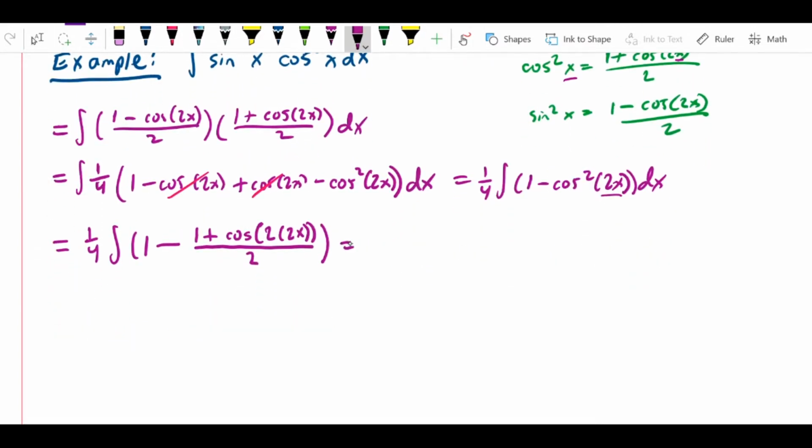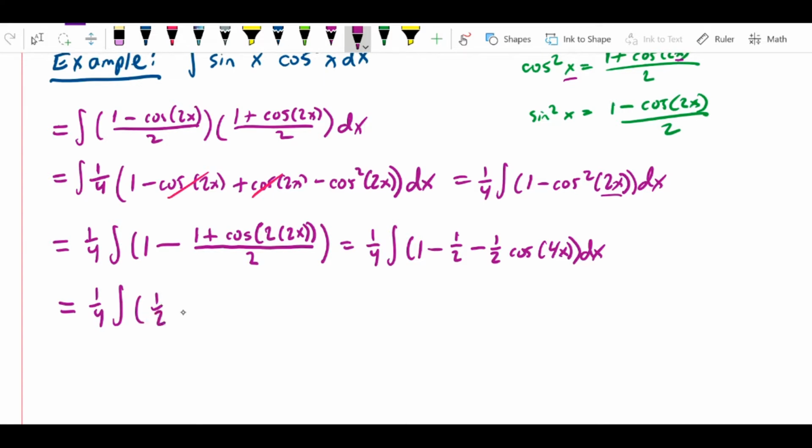So what we have here is equal to 1/4 times the integral of 1 minus, it's going to be 1/2, and then minus 1/2 cosine of 4x dx. So this is going to be 1/4 times the integral of 1/2 minus 1/2 cosine of 4x. Now I think we're about ready to integrate. This is going to be 1/4. The integral of 1/2 is just 1/2 x, and 1/2 times the antiderivative of cosine of 4x is going to be 1/2 times 1/4 sine of 4x.